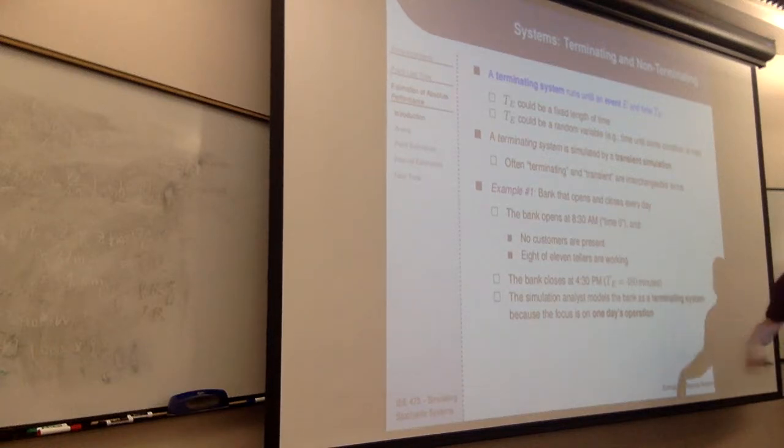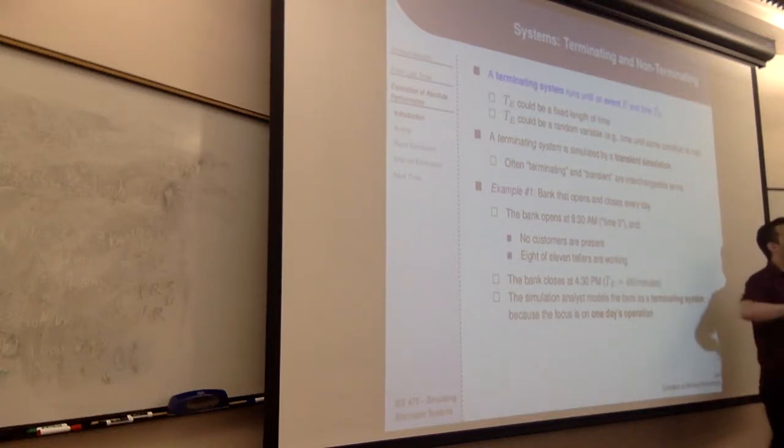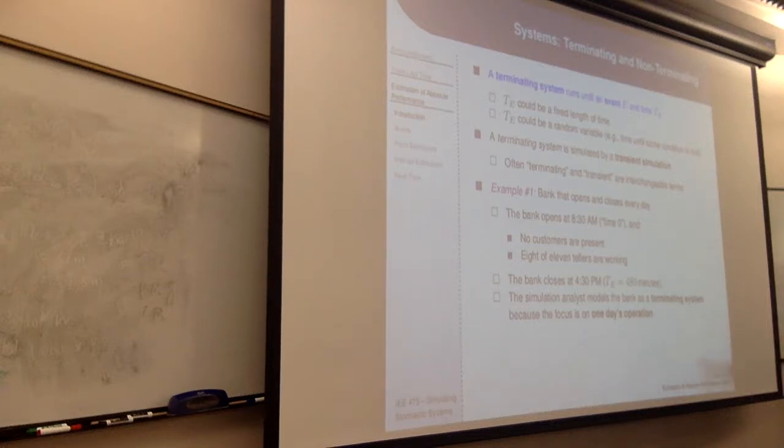And I care about all of those things. I care about how quickly customers start to accumulate. I care about how many customers are left at the end of the day. I care about the entire interval. This is what I would call a terminating system, and I would use a transient simulation to simulate this.